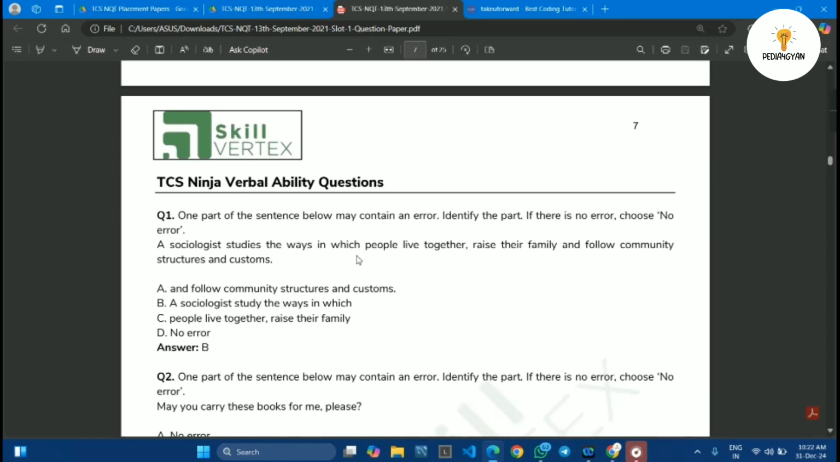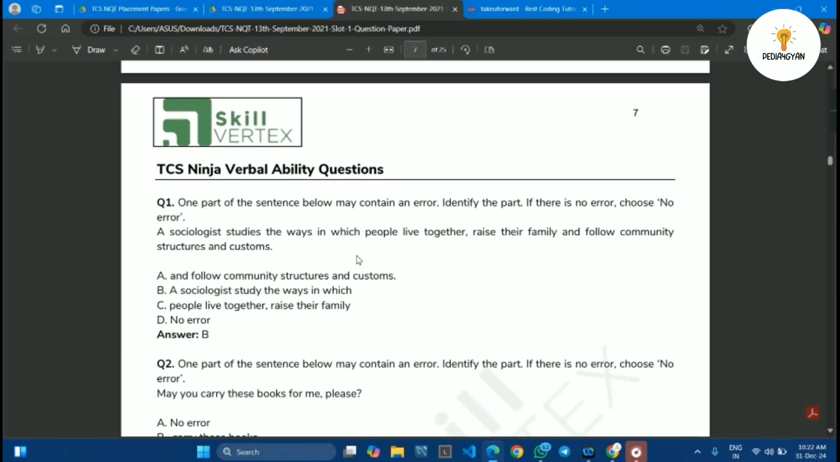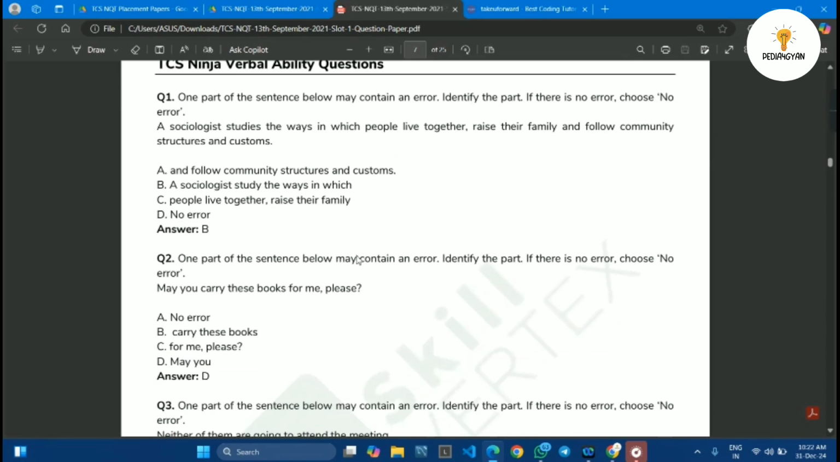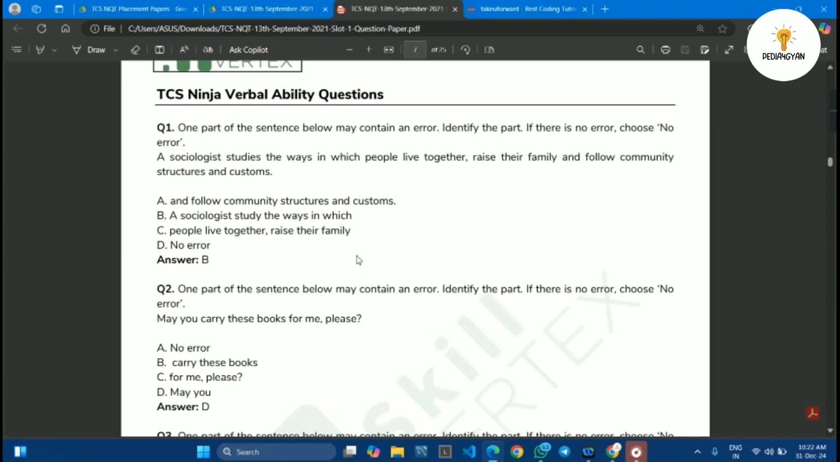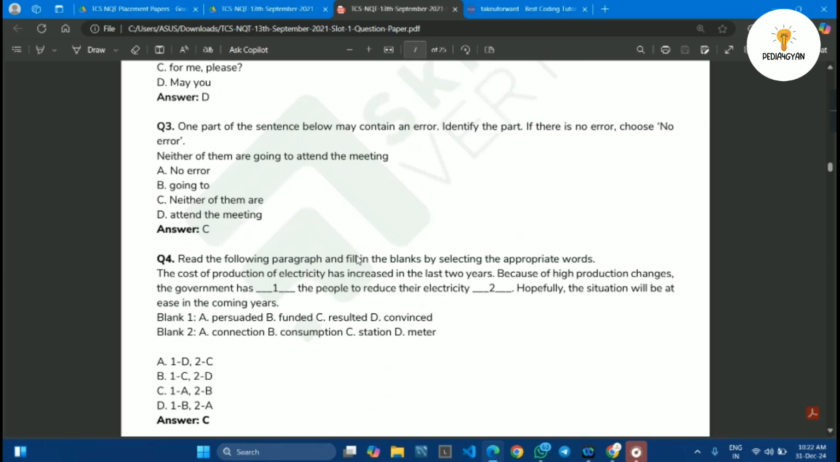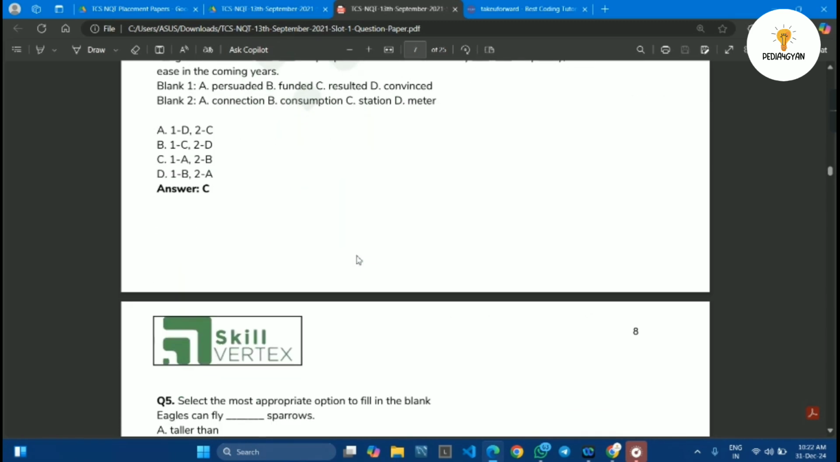Then, the TCS Ninja verbal ability questions. For verbal ability, I will share the topics in the description or in the comment section. I will pin the comment, so you can prepare verbal ability topics like antonyms, synonyms, and also sentence completion and error detection.